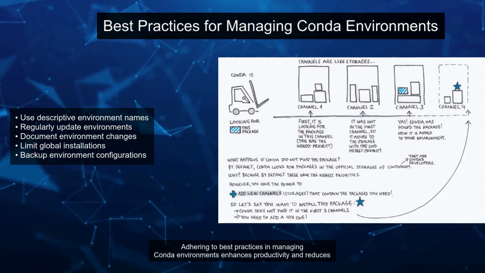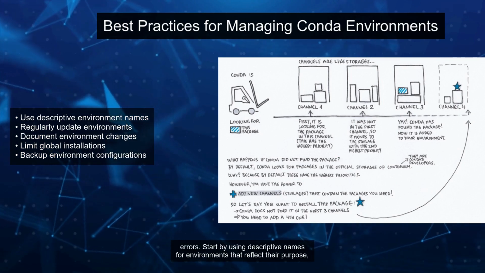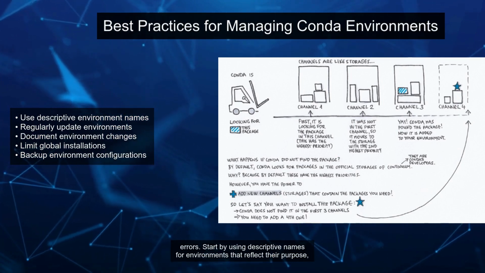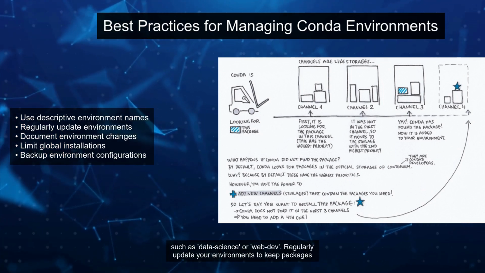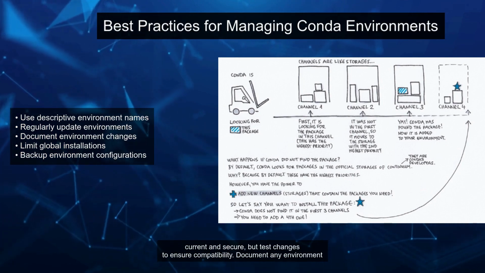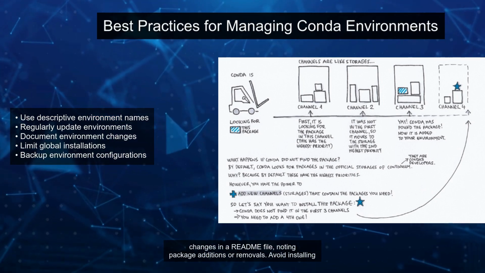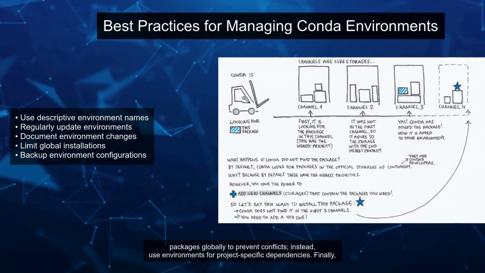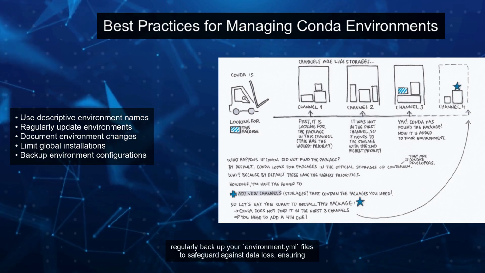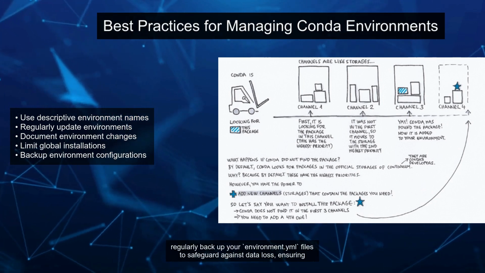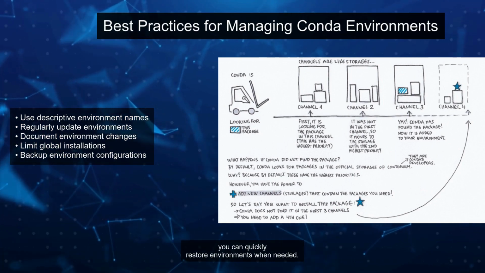Adhering to best practices in managing Conda environments enhances productivity and reduces errors. Start by using descriptive names for environments that reflect their purpose, such as data-science or web-dev. Regularly update your environments to keep packages current and secure, but test changes to ensure compatibility. Document any environment changes in a README file, noting package additions or removals. Avoid installing packages globally to prevent conflicts. Instead, use environments for project-specific dependencies. Finally, regularly back up your environment.yml files to safeguard against data loss, ensuring you can quickly restore environments when needed.